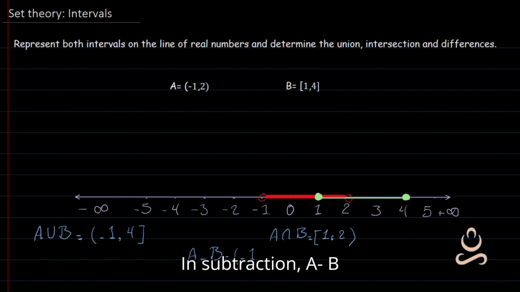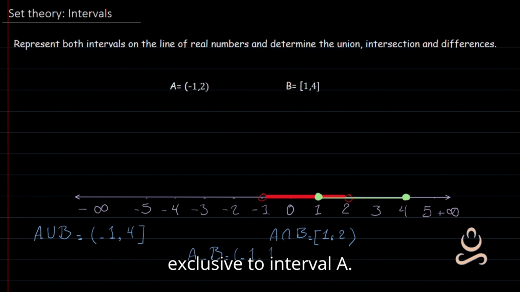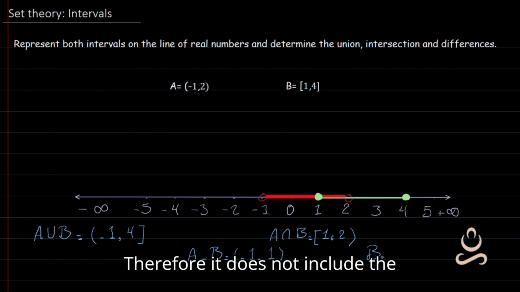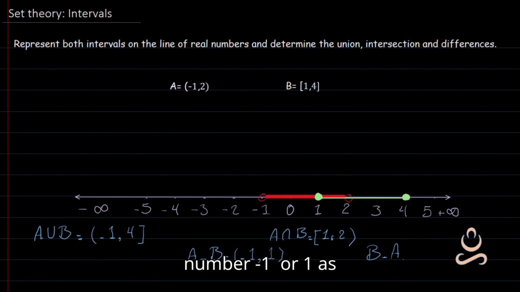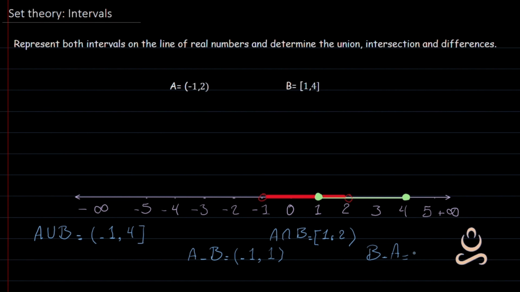In subtraction, A minus B contains only the members that are exclusive to interval A. Therefore, it does not include the number -1 or 1, as -1 does not exist in interval A, and 1 is a common member between the two intervals.